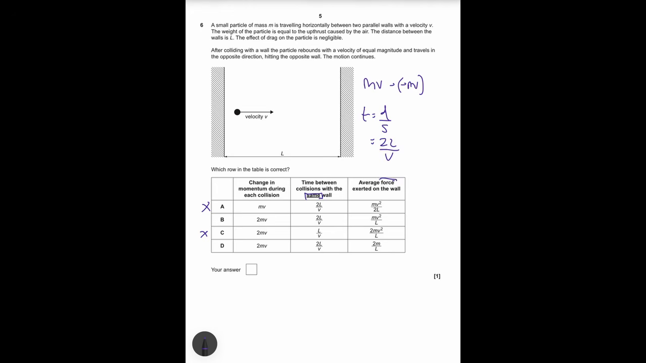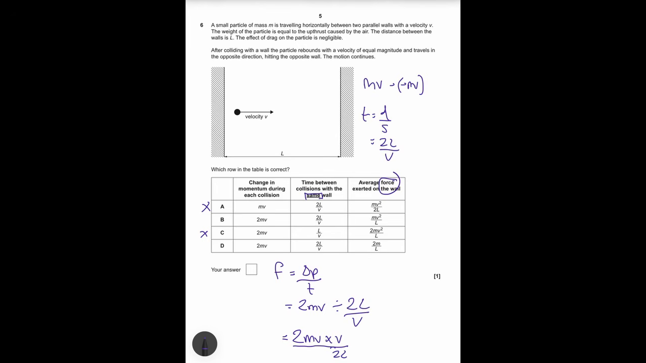So now the last thing, what is going to be the force exerted on the wall? Well, I should know that force is change in momentum over time. Now let's just do what that was. I know the change in momentum was 2mv. I know the time was 2L over v, and I'm writing it like this just because it's a little bit easier than to multiply by the inverse. So I'm going to say 2mv multiplied by v over 2L. And now it's a lot easier for me. That's 2mv squared divided by 2L.